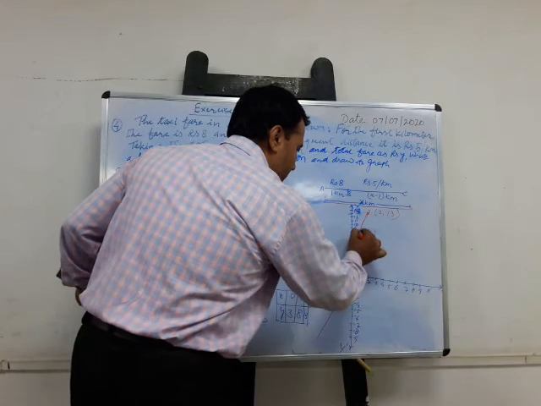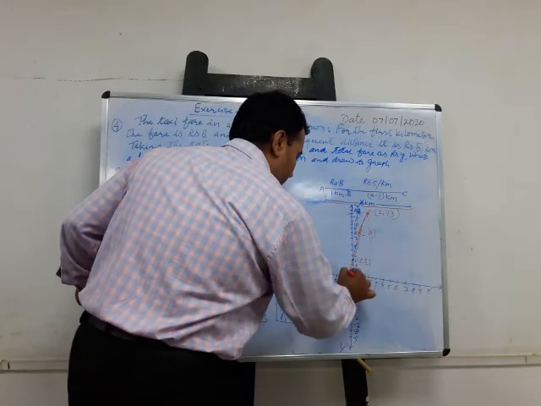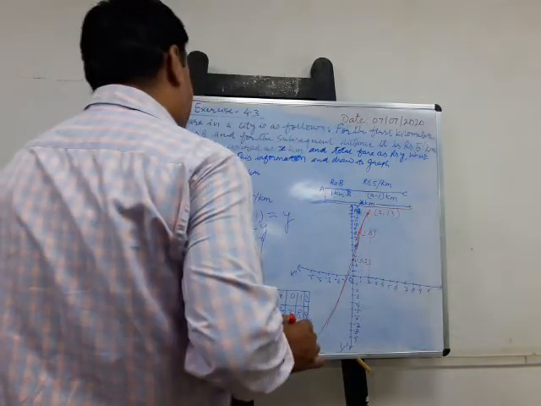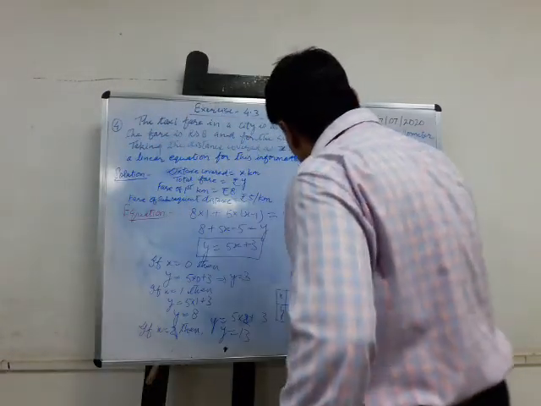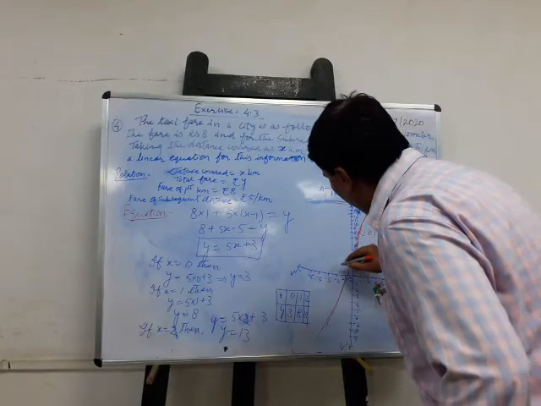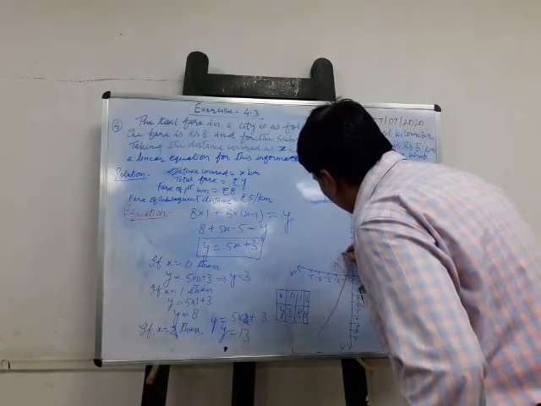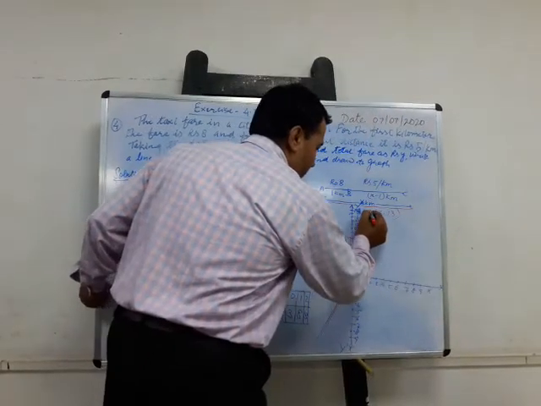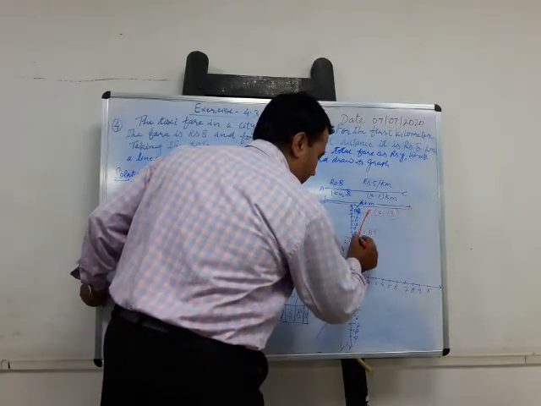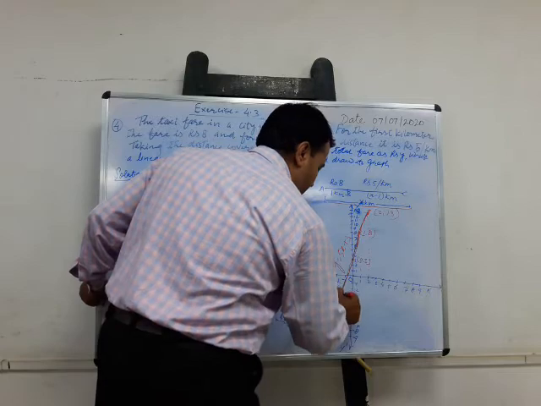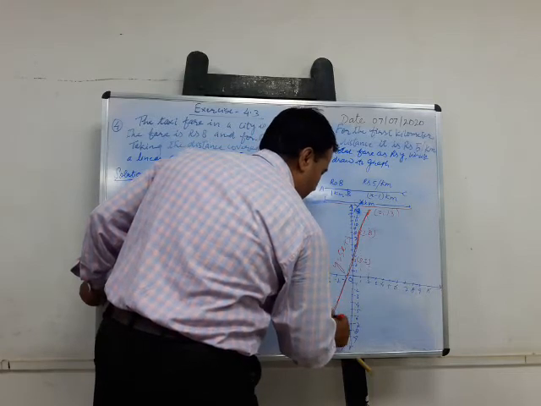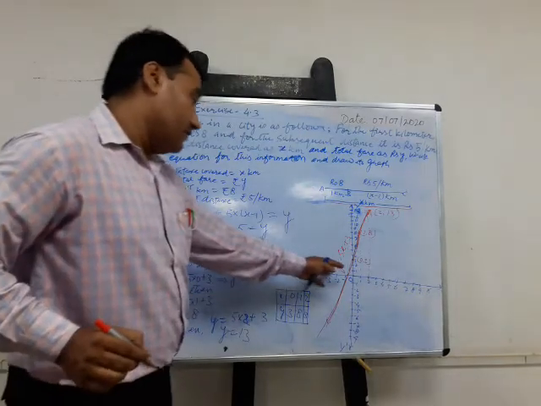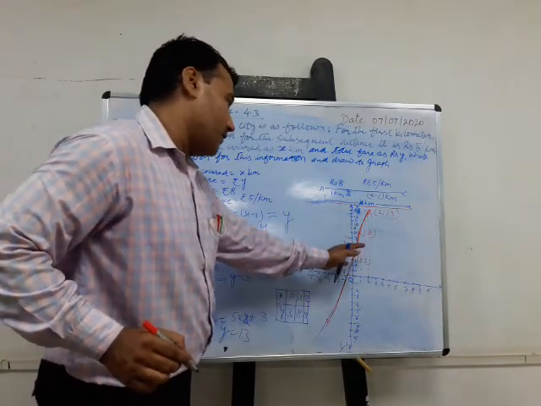And this line, children, represents a linear equation. Which linear equation? That is y equal to 5x plus 3. Children, if you use your scale, then it will be a straight line, okay? You will get a straight line, and that is the graph of y equal to 5x plus 3.